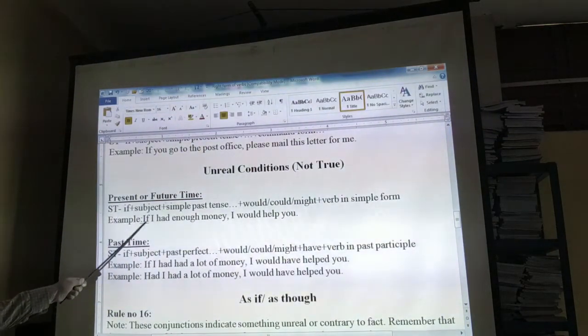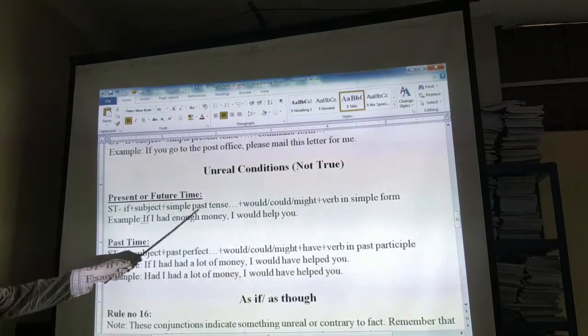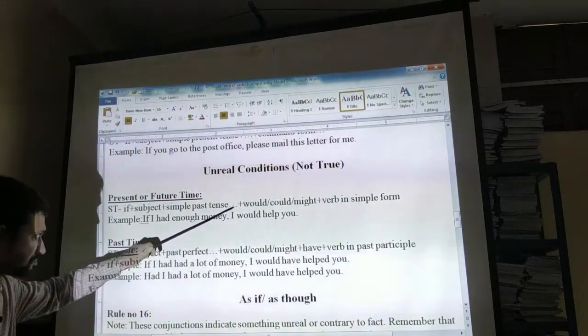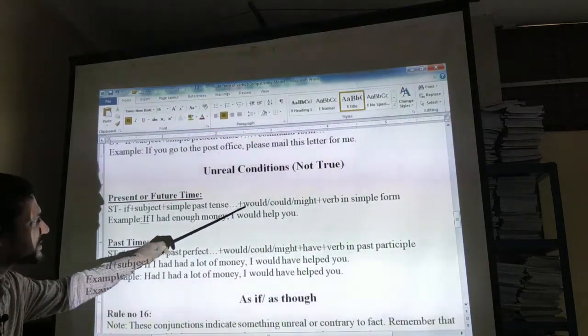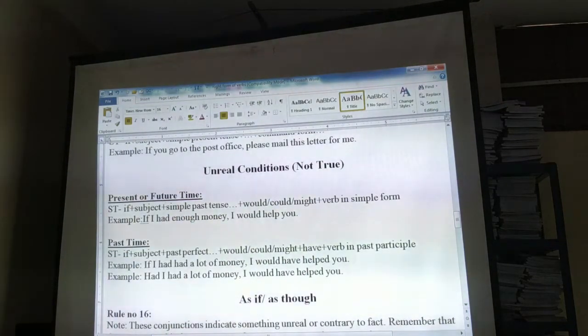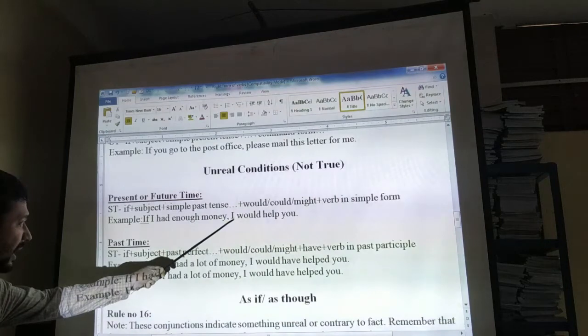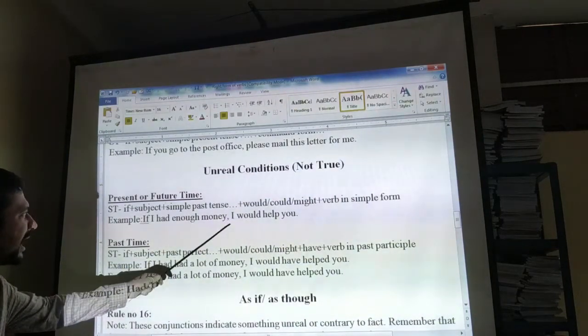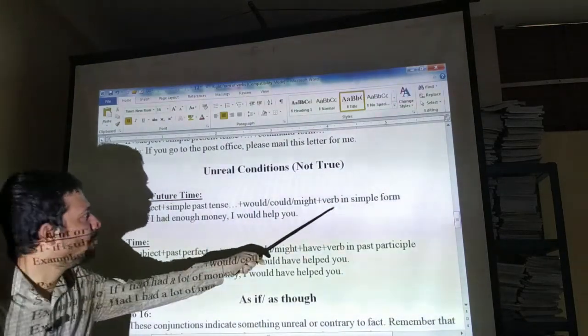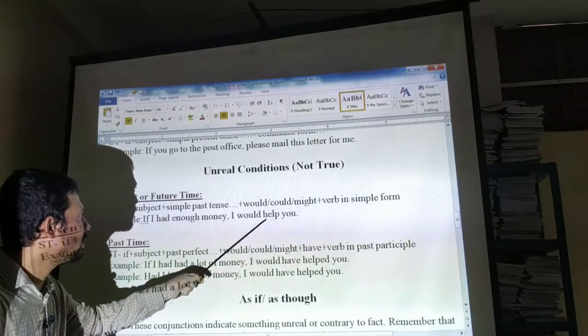See, if subject I, simple past tense, that means past indefinite tense. See, had, that is past indefinite. Okay, then rest of the clause, then plus would or could or might, according to the context. See, would, I would, according to the context, I would help you. See, verb in simple form.